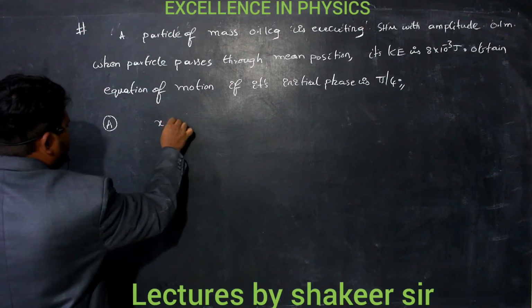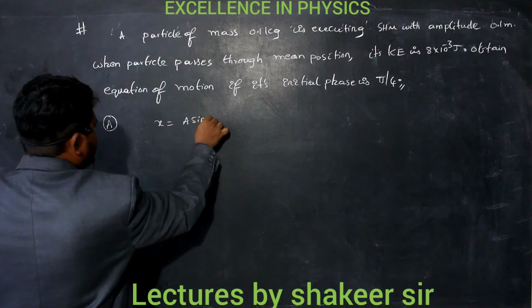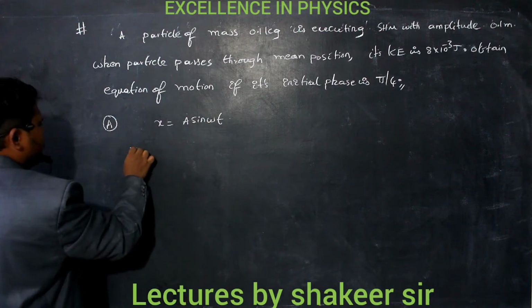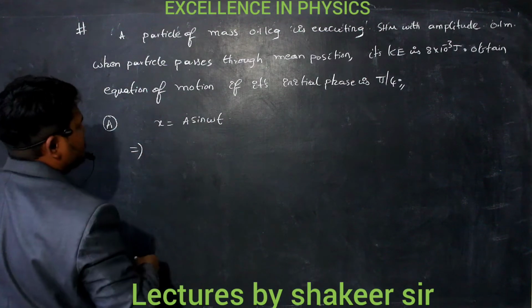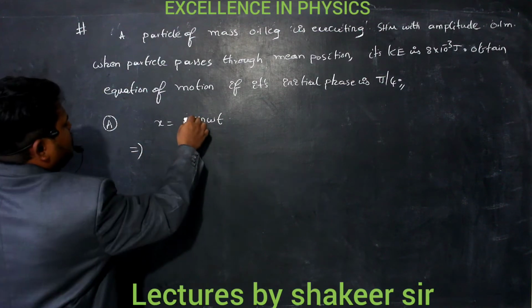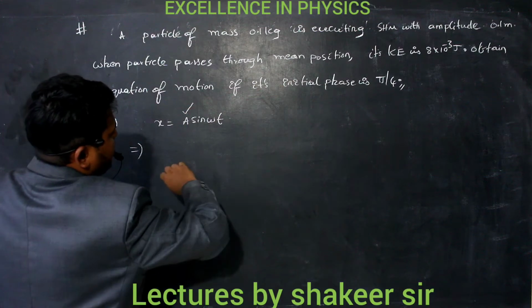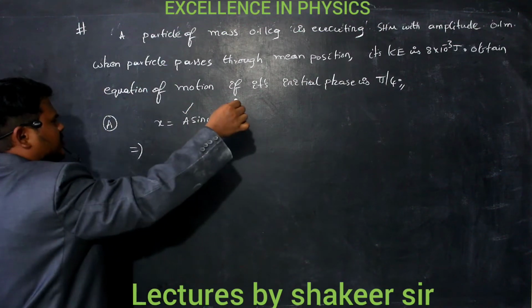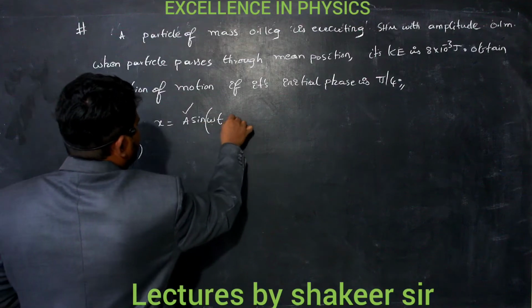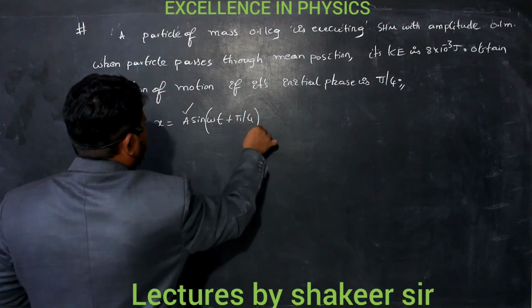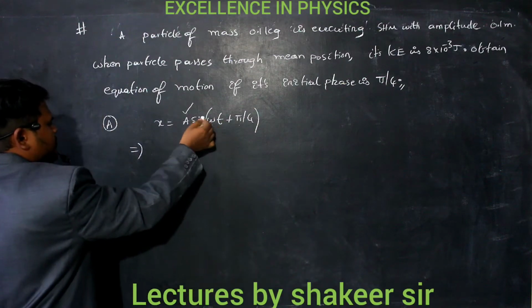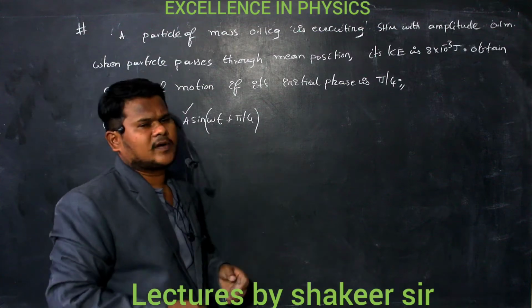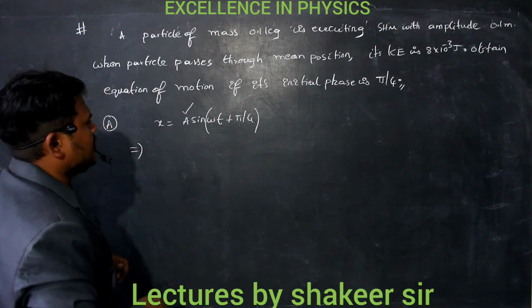So the equation of motion, x = A sin ωt. Clear? So this is the equation of motion. The A value is already given, it is 0.1 meter. But the ω value is not given, and the initial phase is given, no? So I can write it as sin(ωt + π/4). So this is already given. Now I am supposed to find out the ω value.